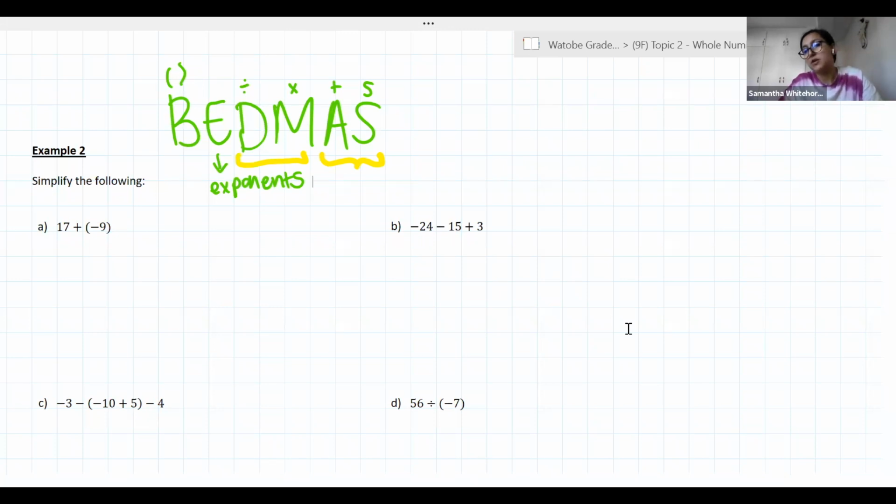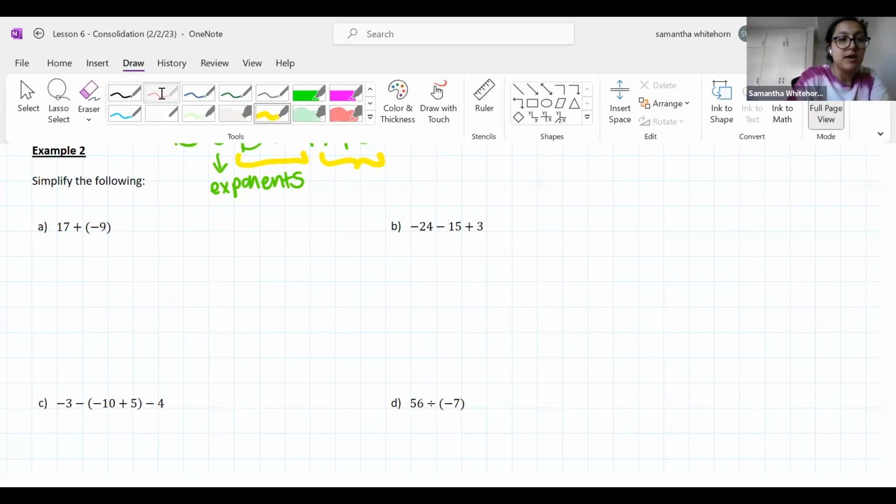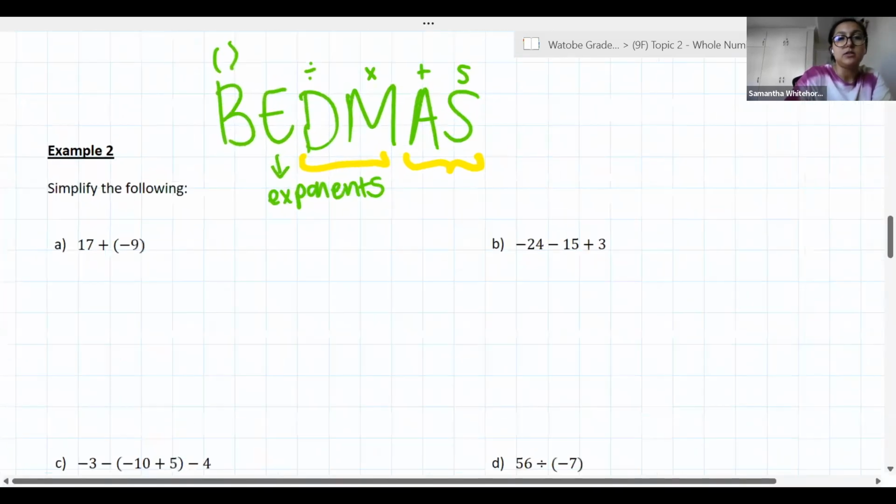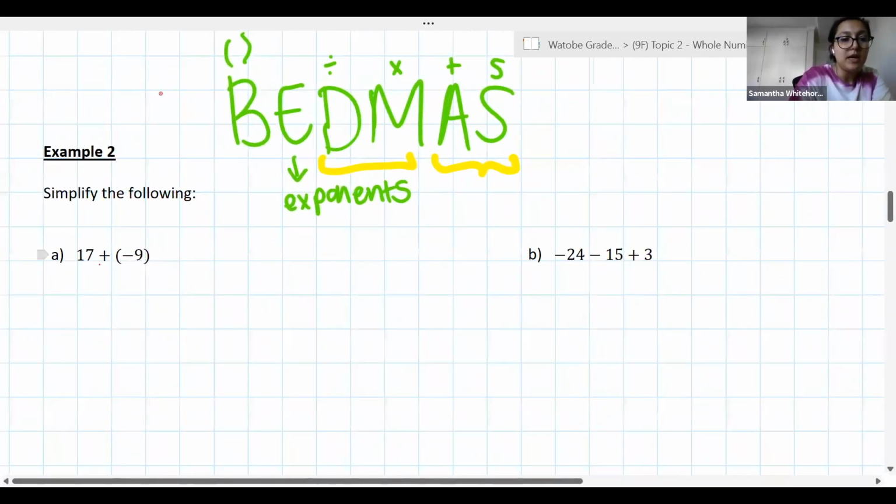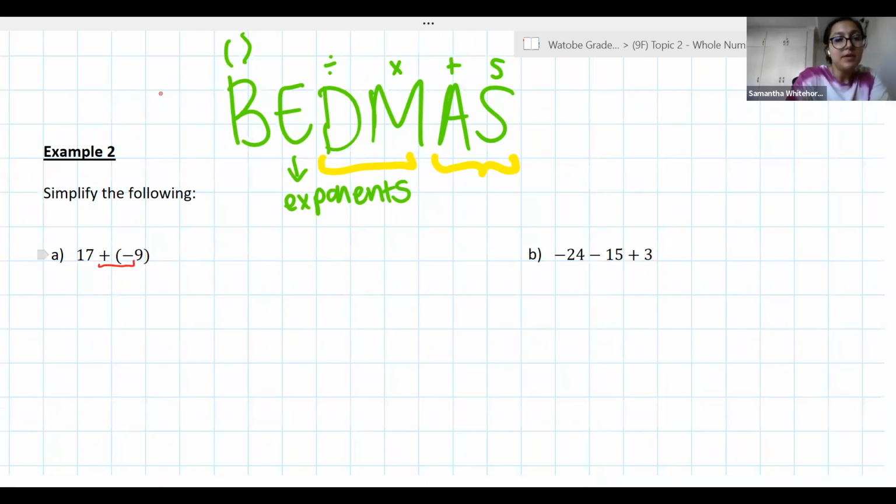Okay, now we did chat about an example like this when we did this topic, but I just want to remind you, if we have a look at A, when we have a situation of a plus and minus right next to each other, remember there is technically a ghost or an invisible 1 in front of that bracket. And so what's actually happening here is we've got +1 times a -9. And we know that when we multiply a positive with a negative, we end up with a negative sign.